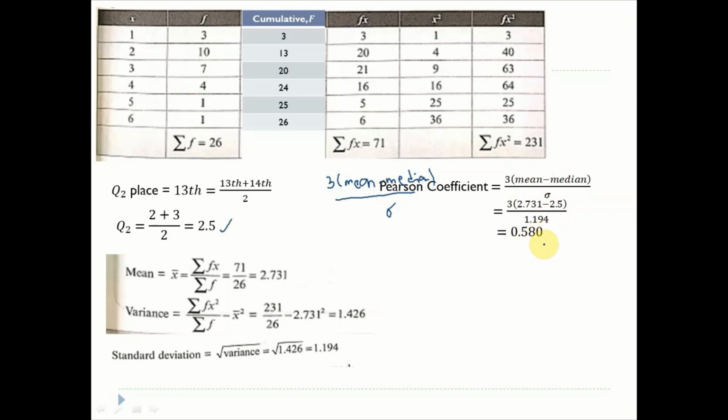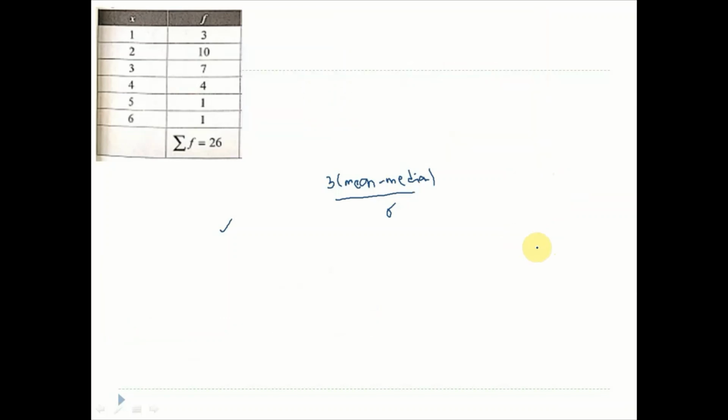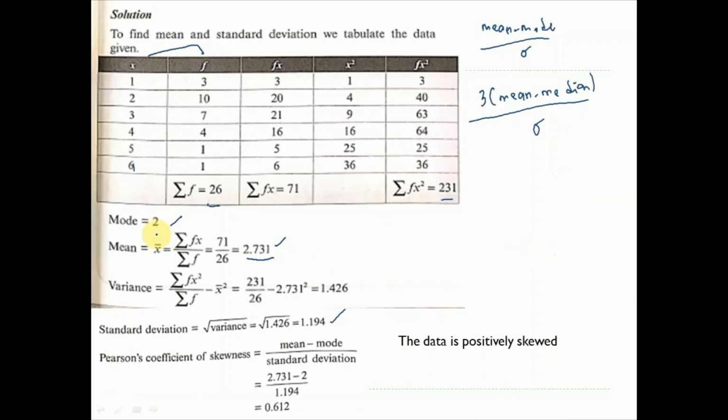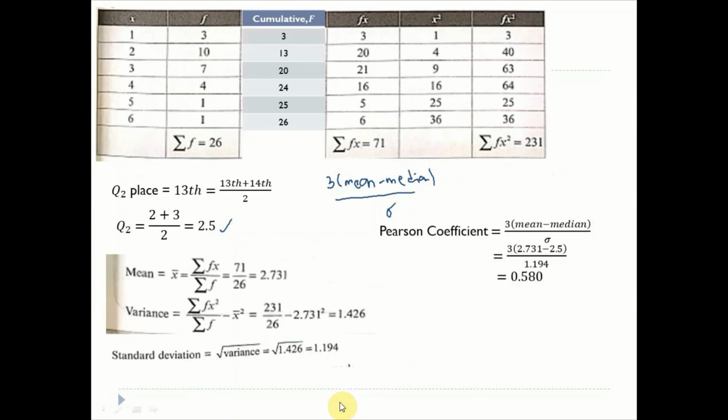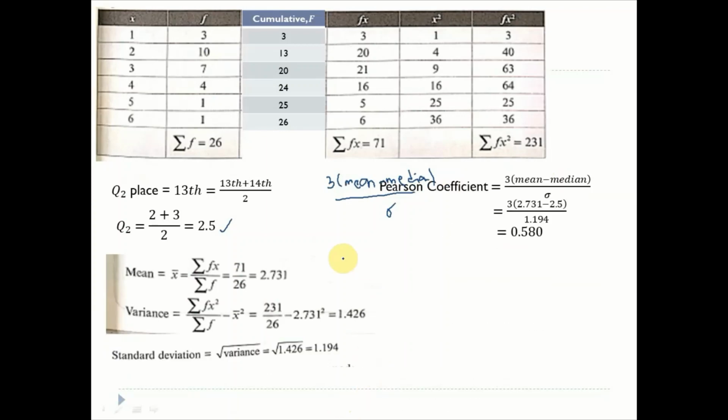So you see that this number is not exactly the same as what we got before, which was 0.612. Now I got 0.568. So when you use a different formula, your numbers sometimes are not the same, but the conclusion is still the same. The data is still positively skewed. You will still get a positive number. So don't panic. It is sometimes different, but the conclusion is still the same.